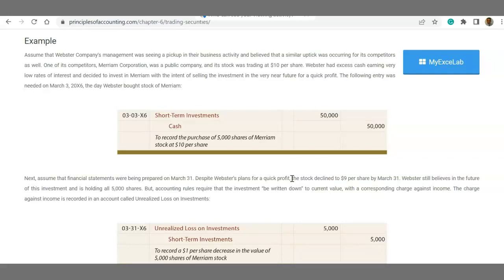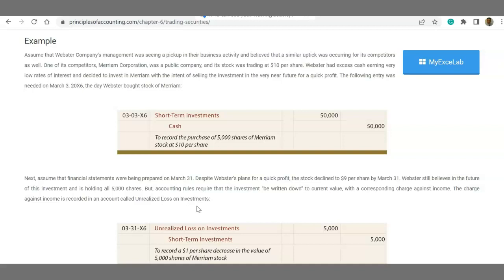Despite Webster's plan for quick profit, the stock declined to $9 per share by March 31st. Webster still believes in the future of the investment and is holding the 5,000 shares. He's not selling, but accounting rules require that the investment be written down to current value as a form of conservatism in accounting, with a corresponding charge against income. The charge against income is recorded in an account called Unrealized Loss on Investment.